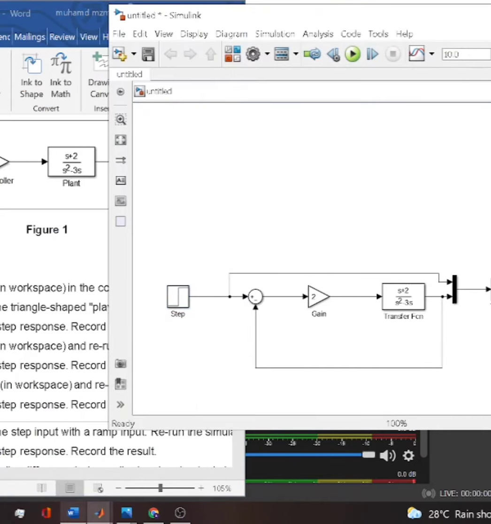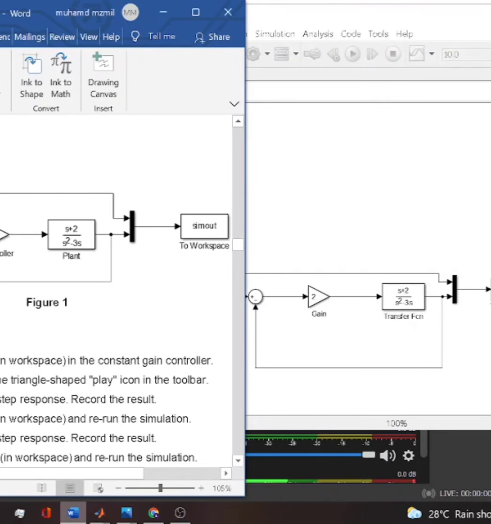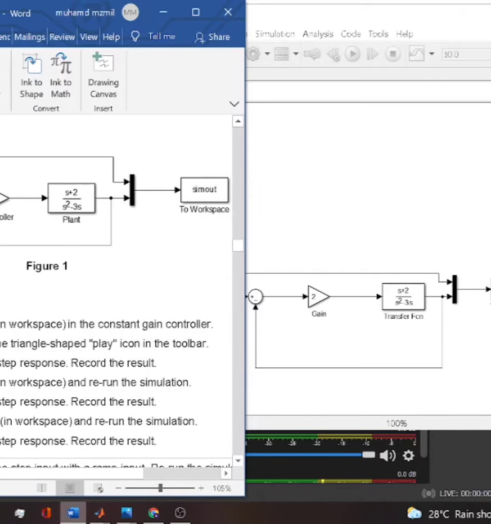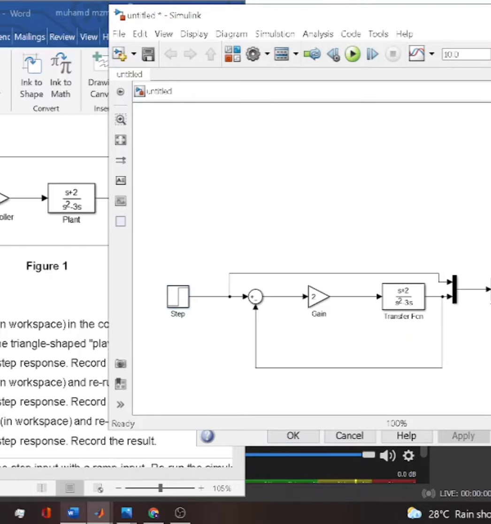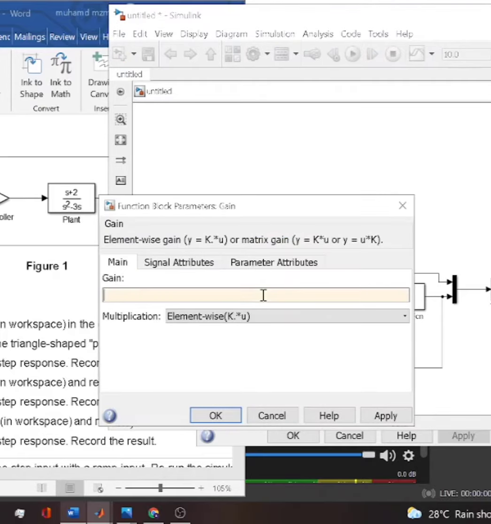Okay, for the lab activity 2. First of all, create new simulink model to create design system as figure 1. Okay, and then step input, put step time to 0. And then change the gain variable k to 1.